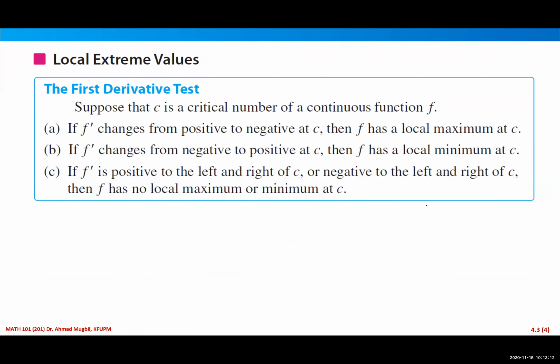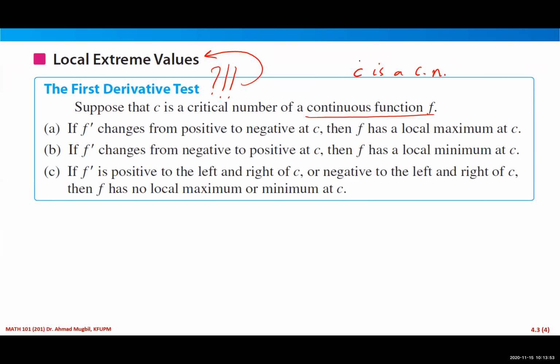Okay, now we will go back to 4.1, the local maximum and the local minimum values. So we have here what is called the first derivative test. The question is, what is it about? The first derivative test is about the local extreme values. It is about the local minima and the local maxima. Suppose that C is a critical number. What does that mean? That the derivative at it is 0 or does not exist. This is the meaning of critical number.